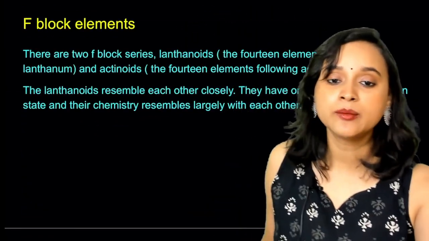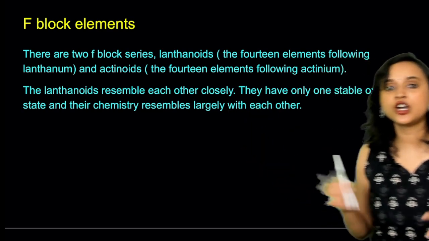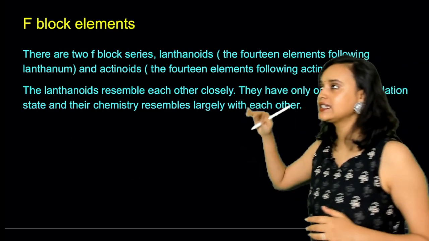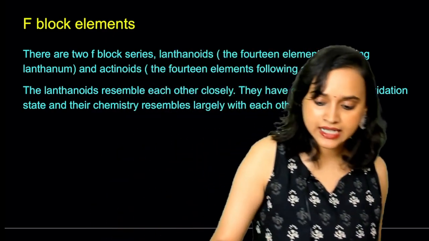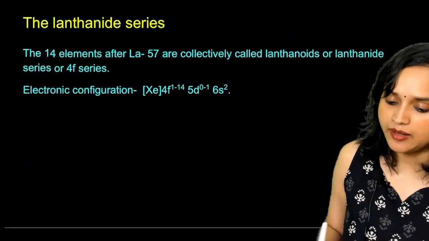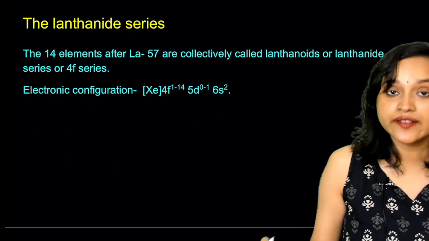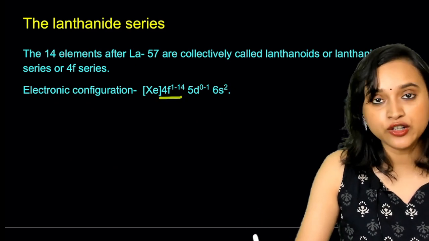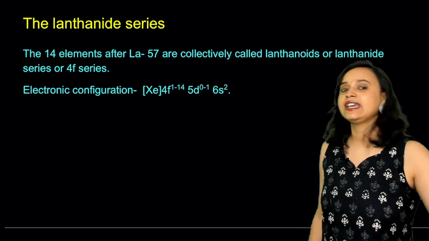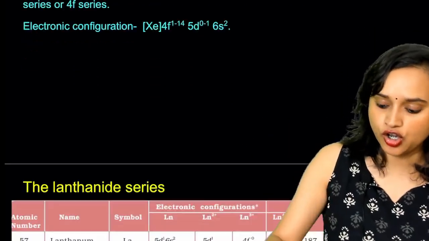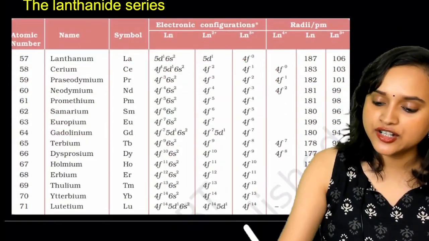Alright guys, now we have come across the F block elements. In the F block elements, you know that you have lanthanides and actinides, and both of them have 14 elements. Their general electronic configuration is 4F1 to 14, 5D0 to 1 and 6S2. They are collectively called lanthanoids. So this is their electronic configuration.